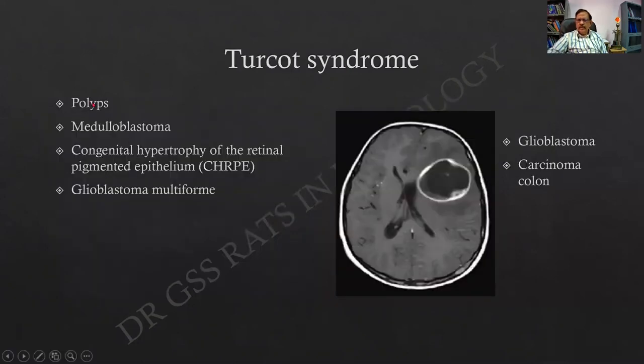Turcot syndrome is another one. Polyp will be there. There will be a medulloblastoma and a glioblastoma multiforme. This is a brain tumor called glioblastoma multiforme. And there is a congenital hypertrophy of the pigmented epithelium of the retina. So this is called CHRPE. As mentioned earlier, these polyps can be associated with carcinoma or elsewhere. A carcinoma colon can also coexist with a Turcot syndrome.